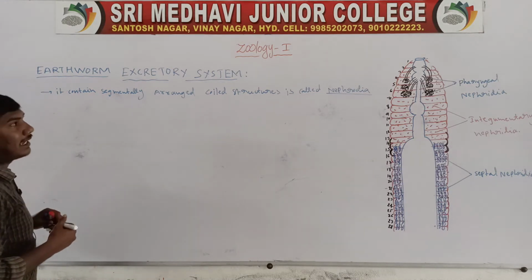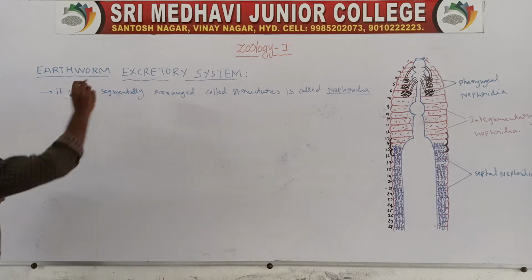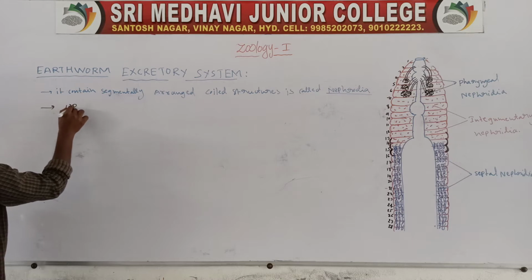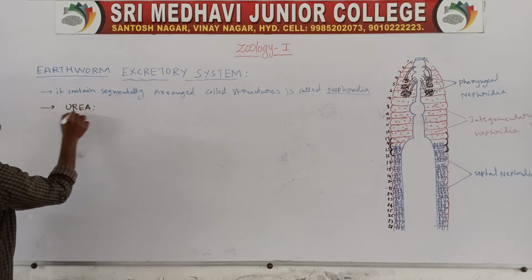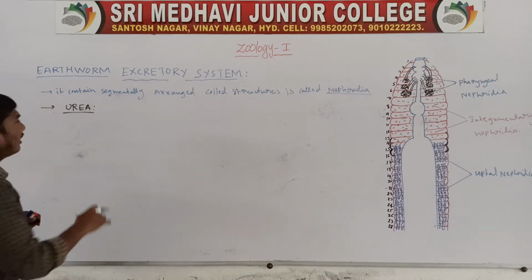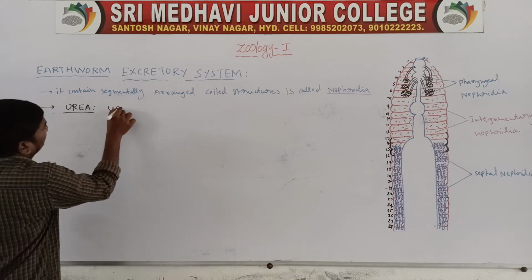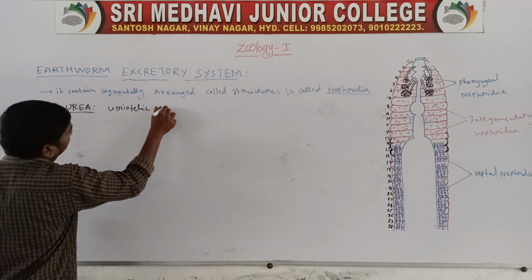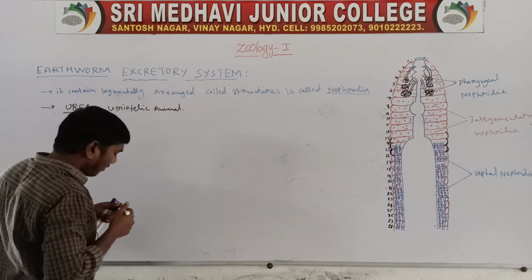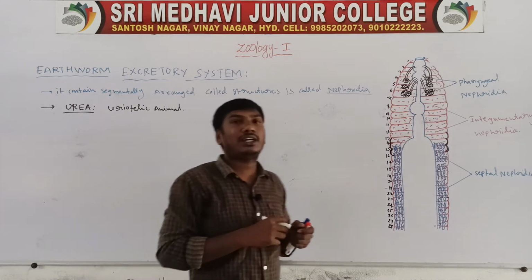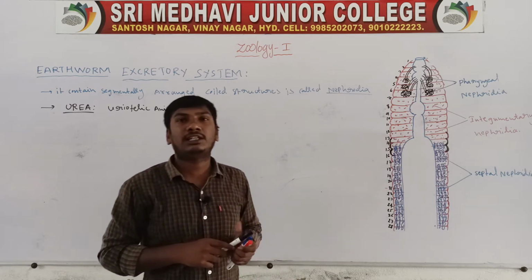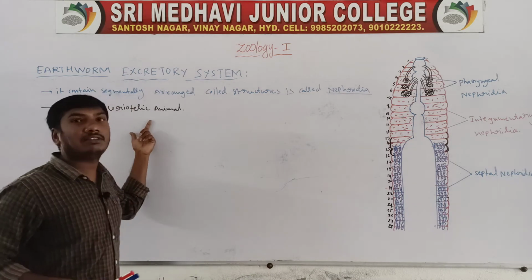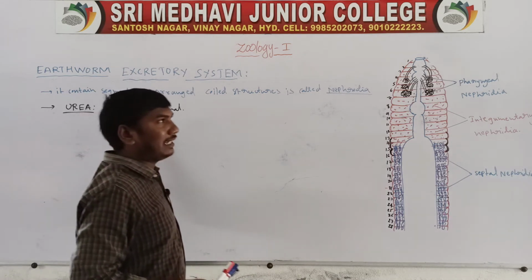The earthworm excretion is urea. So the earthworm is also called a ureotelic animal. The earthworm's excretory waste material is urea, so the animal earthworm is called a ureotelic animal.